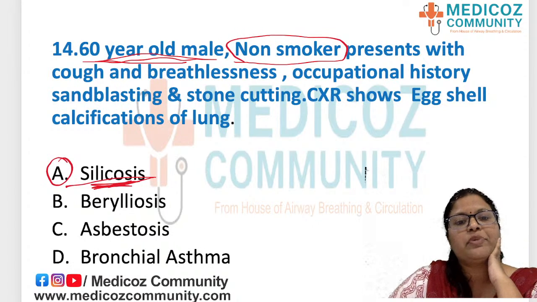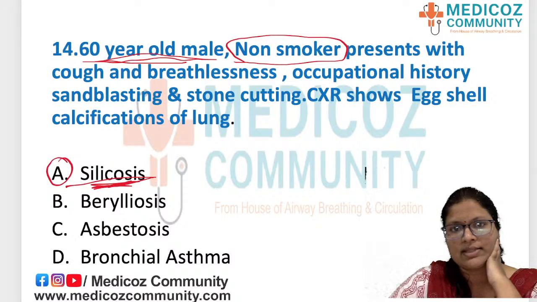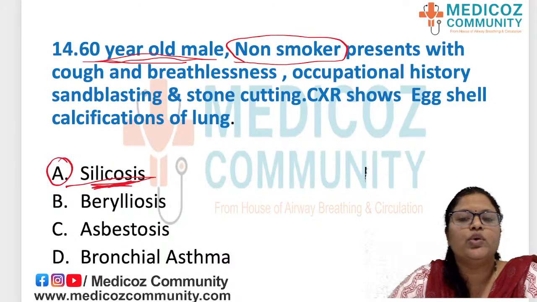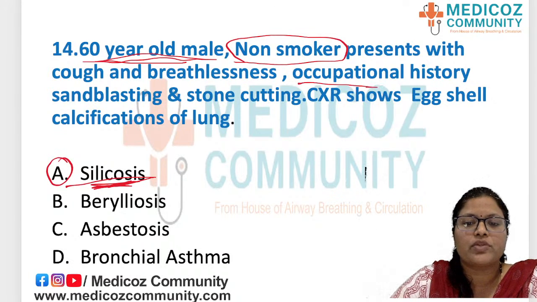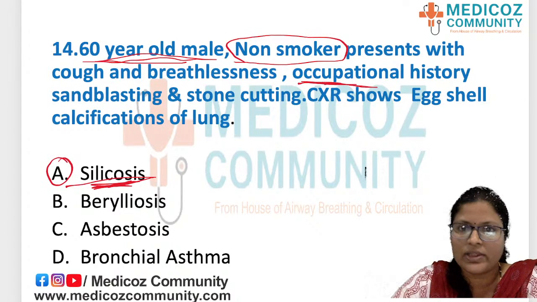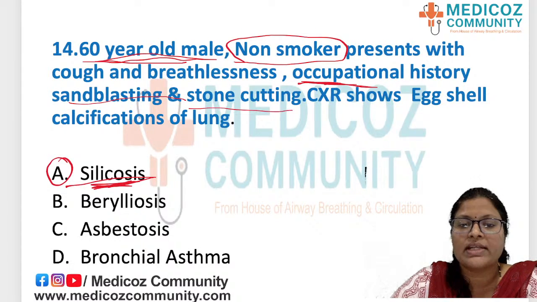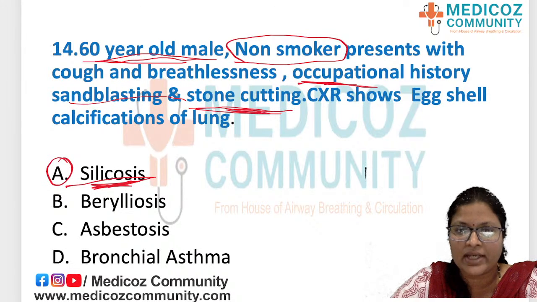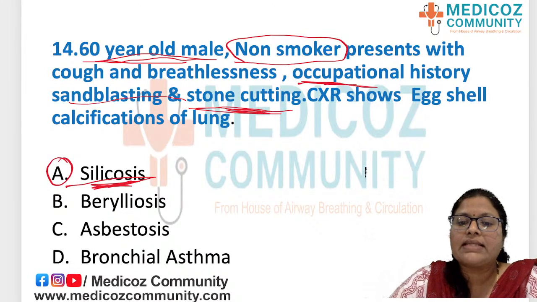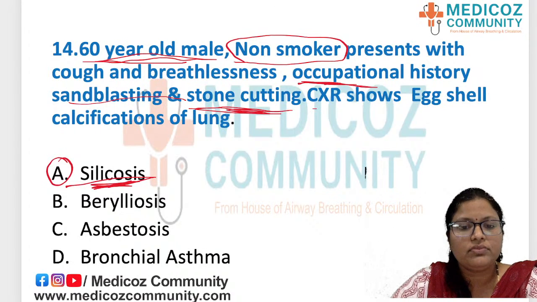Okay, he's presenting with cough and breathlessness here, and they're giving you an occupational history. So this is an occupational hazard that we are dealing with. Okay, and what does he do? He used to work in a sand blasting and stone cutting factory. So he is getting exposed to the silica dust, right? And his chest X-ray is again showing eggshell calcification of the lung. So they are asking you to mark silicosis.